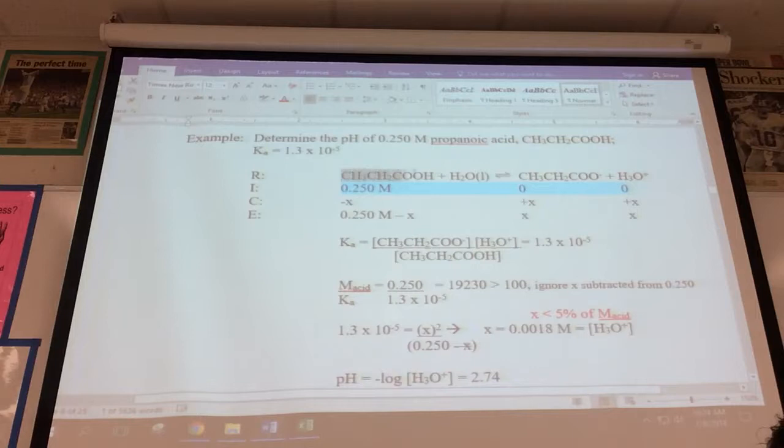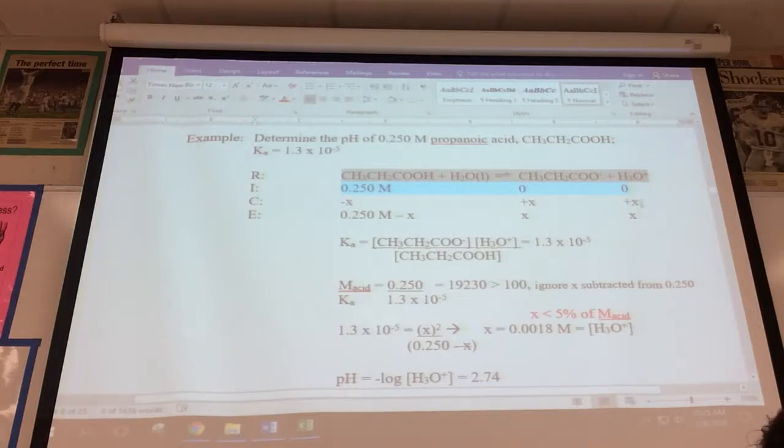Here's your reaction. Propanoic acid plus water in the liquid form, not included in a Ka expression, is equal to propanoate ion and hydronium ion. Initial concentration of the propanoic acid is right here. They don't tell you you have any product, so you assume it's 0. How do you know initially the reaction's going in the forward direction? Because you don't have any product.